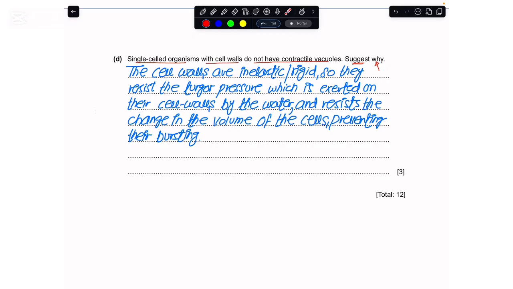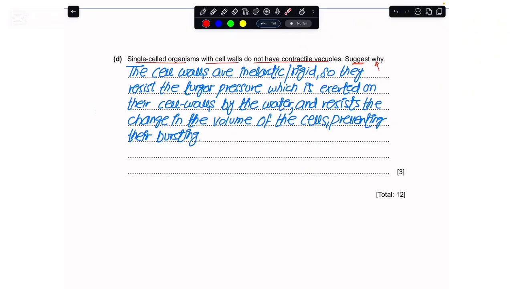So they do not need a contractile vacuole to remove the excess water; rather, their cell wall does the job. So how we are required to answer it: the cell walls of single-celled organisms are inelastic and rigid, so they would resist the turgor pressure exerted on their cell walls by the water.